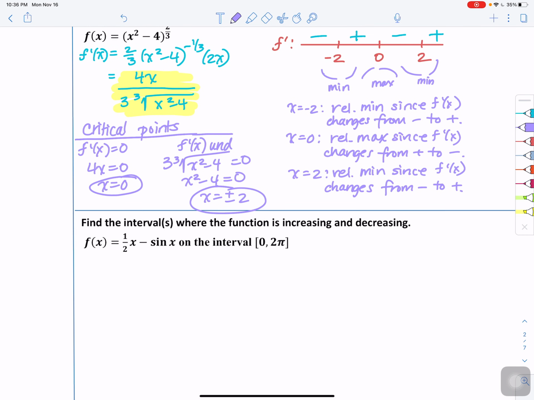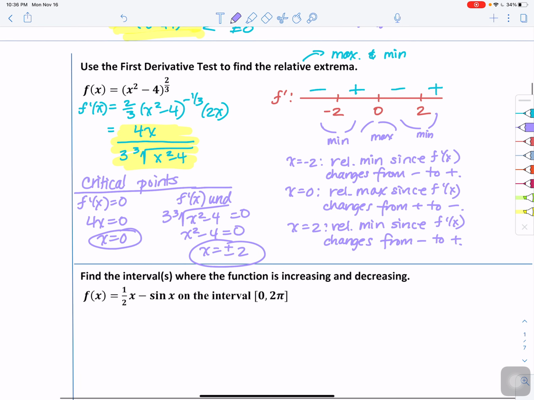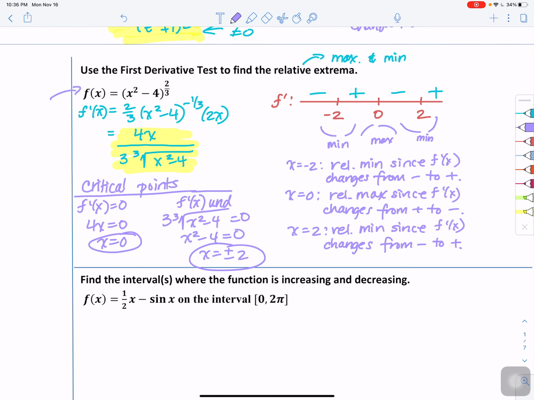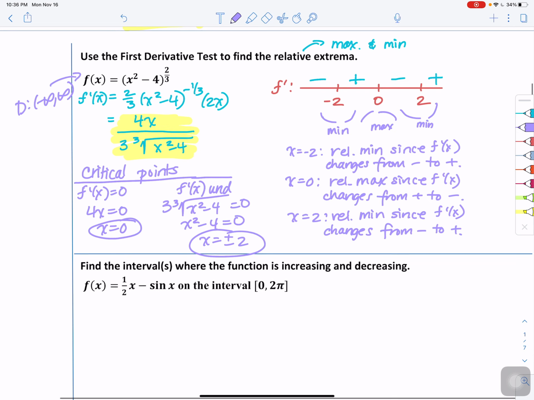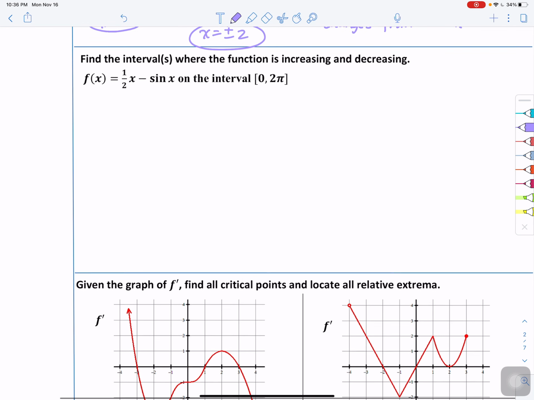So that was quite tricky. And this was on its entire domain, by the way. You can take the cube root of anything that you'd like. That's a cube root. So just wanted to mention that. Okay, well, let's take a look at this next problem.